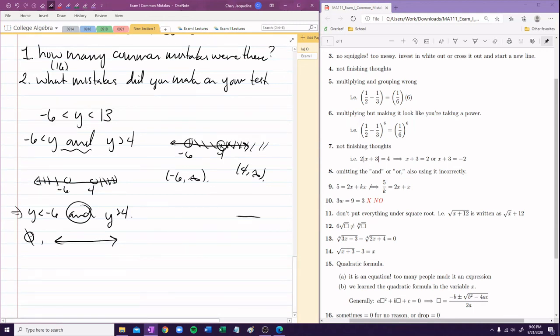Also, for example, let me see. Let's say y is greater than negative 6, or y is less than 4.